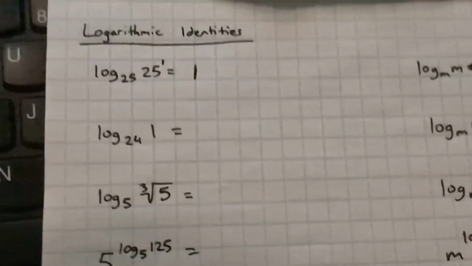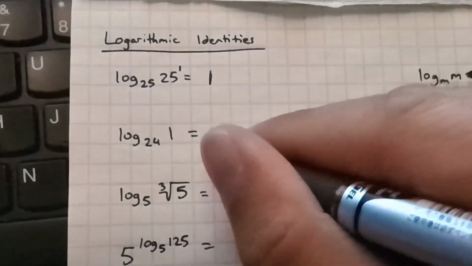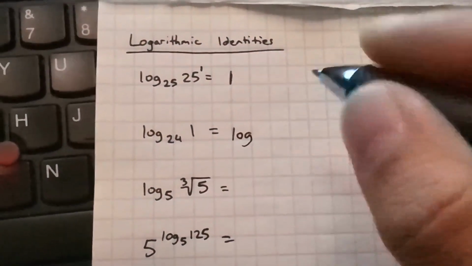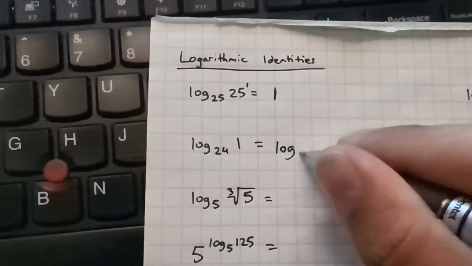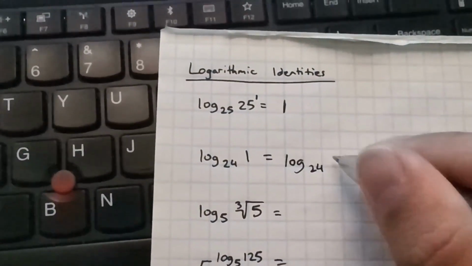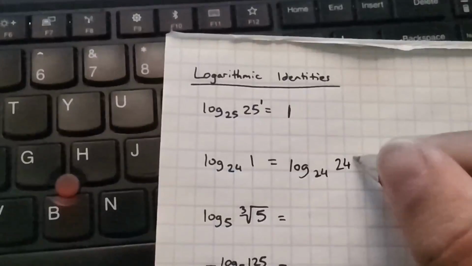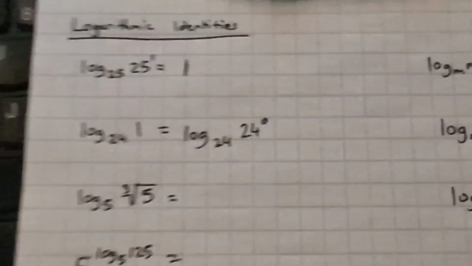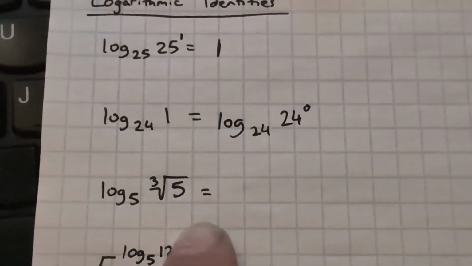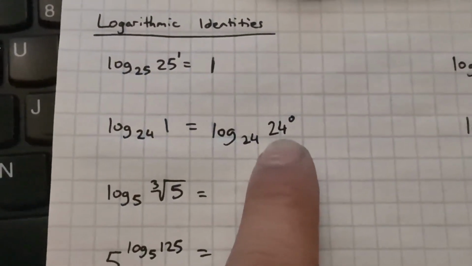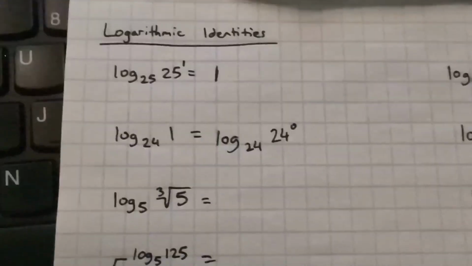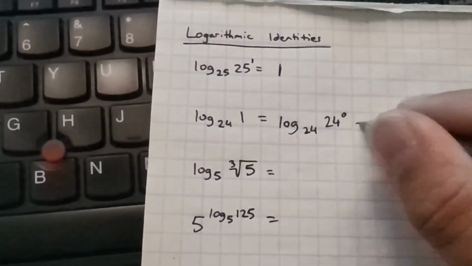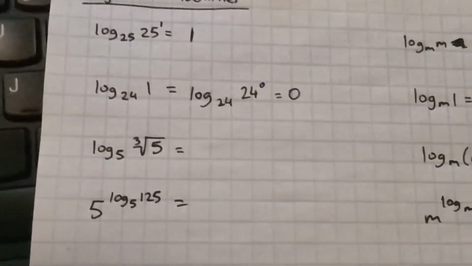Similarly, log base 24 of 1, we could say that's the same as log base 24 of 24 to the power of 0, because we talked about the 0 exponent on the back is always equal to 1, unless that base is 0 as well. And so we have a matching base and a matching base. This whole thing's just going to equal 0.